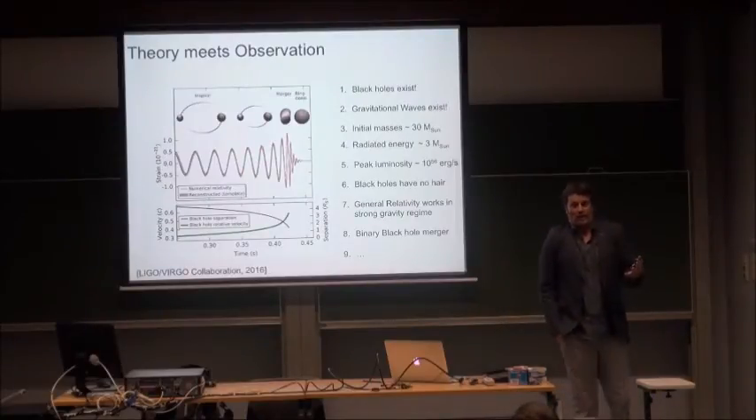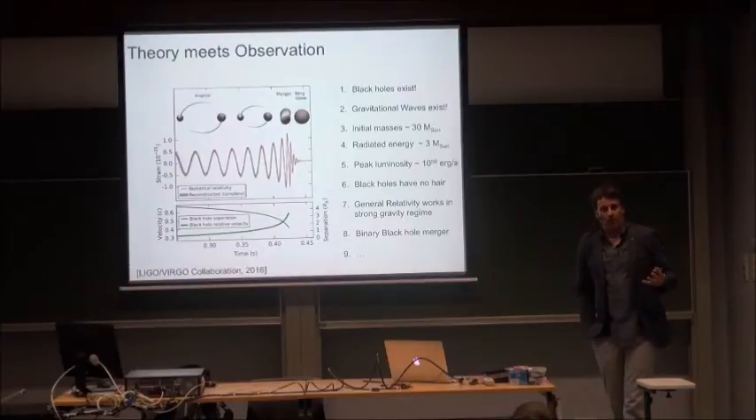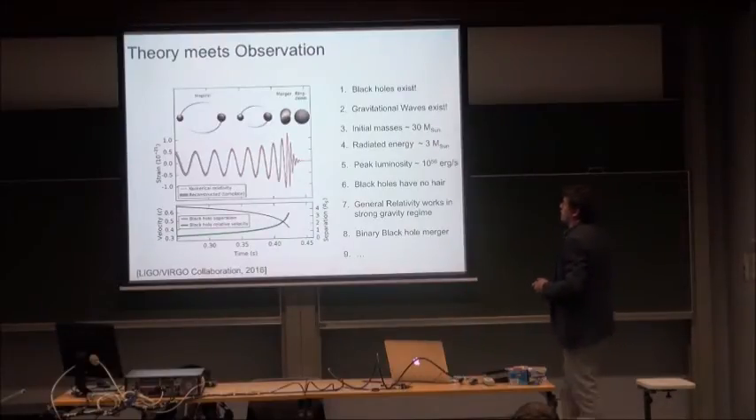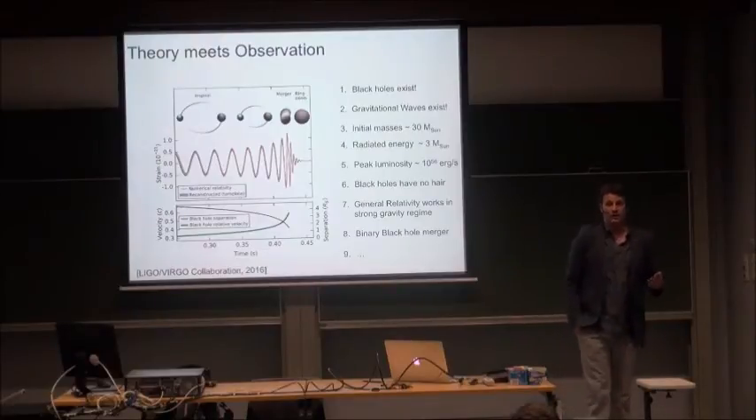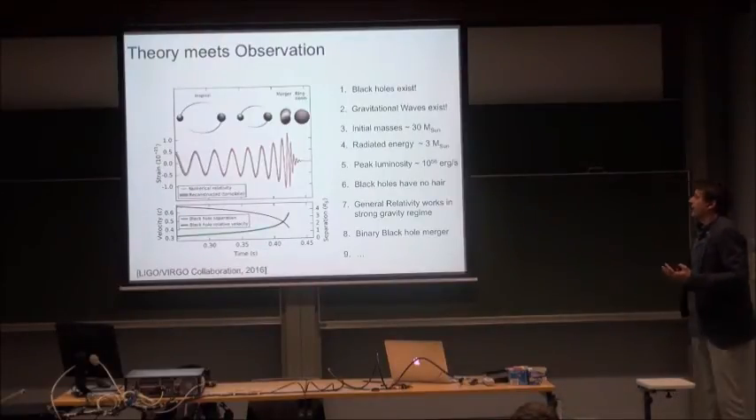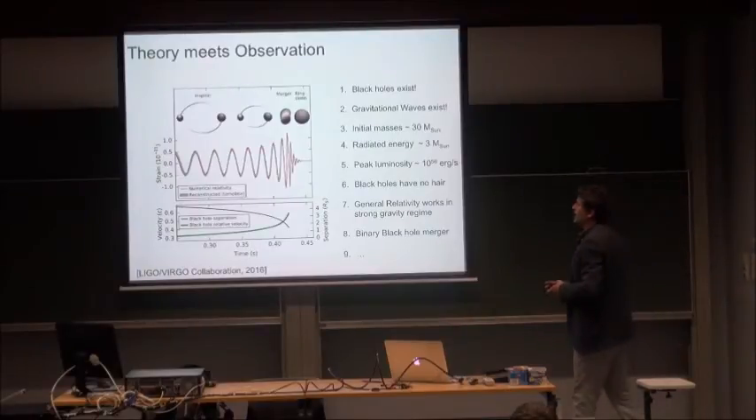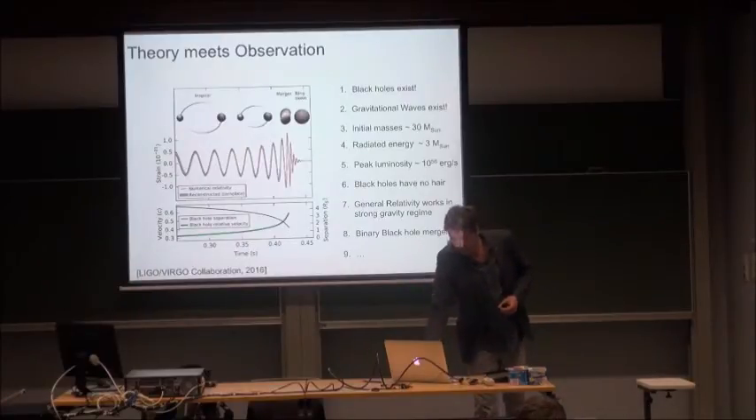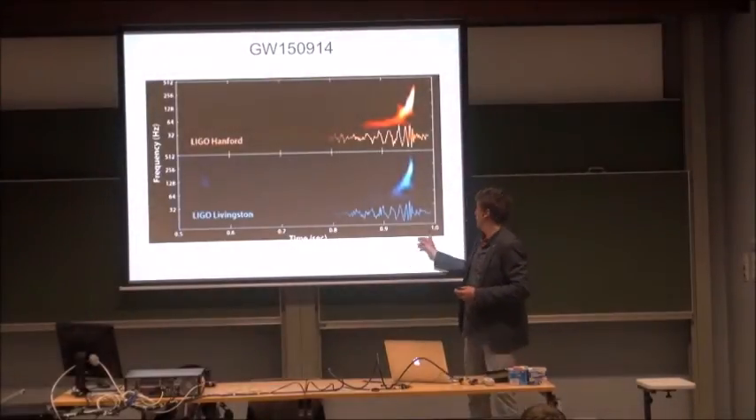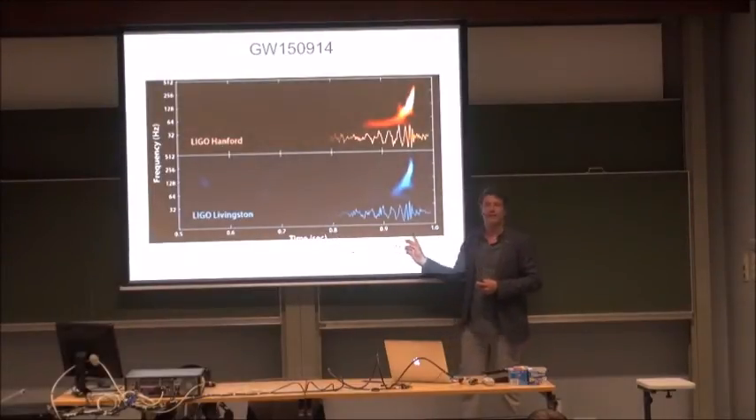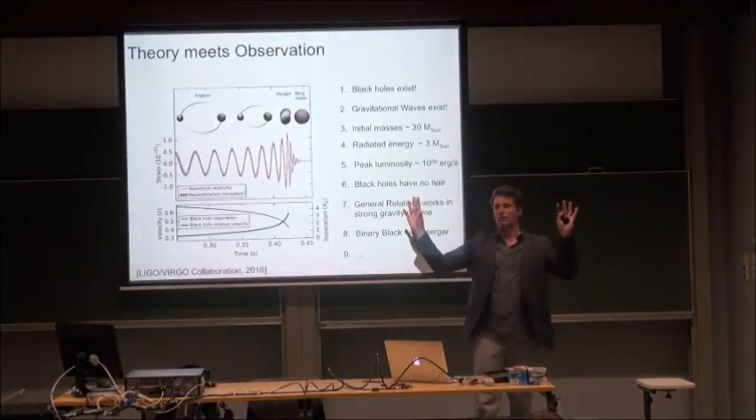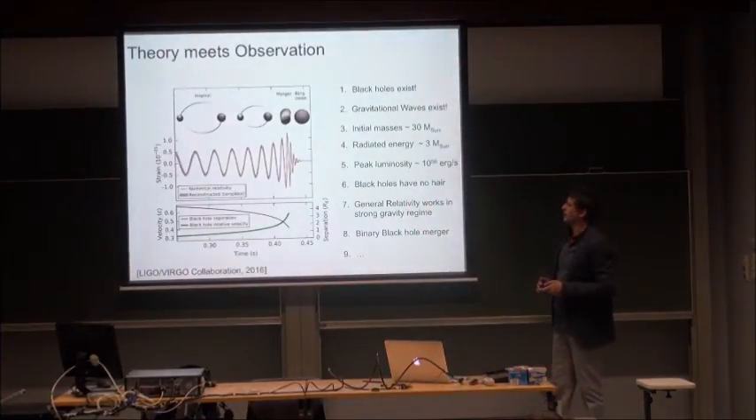Hence, there is no electromagnetic radiation at all involved in this business. Evidently, we're talking about gravitational waves. The initial masses of the two black holes involved were fairly large, 30 solar masses. The total amount of energy that is radiated in this process is about 3 solar masses. But bear in mind, that curve here, we are talking about a fraction of a second. So that's why there's so much energy in it. In a fraction of a second, three solar masses disappear in gravitational waves.